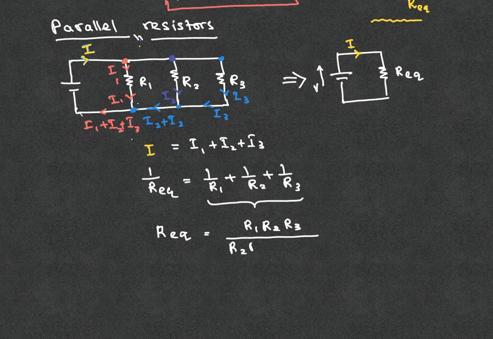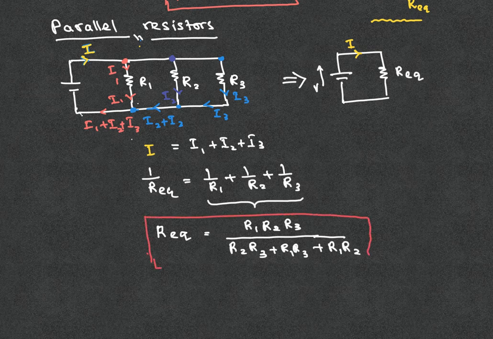And this is what you will get: R2 R3 plus R1 R3 and then R1 R2. So this is the equation for R equivalent when you have the resistors in parallel. Now this is not an equation that you have to memorize. Actually, you should not memorize this equation. If you want to memorize something, then this is the equation that you should memorize.